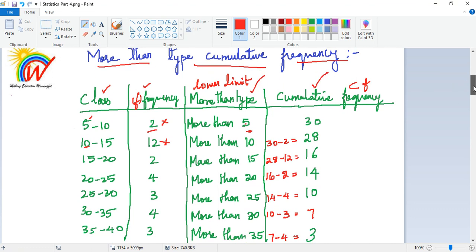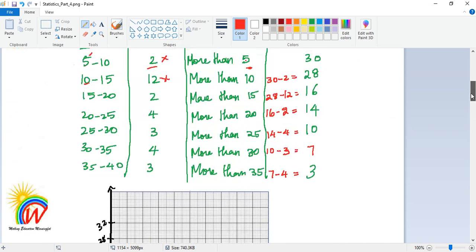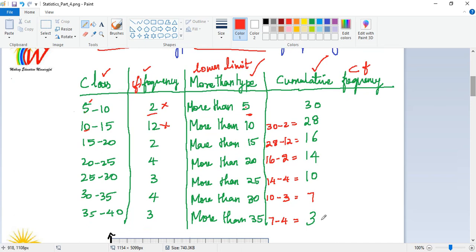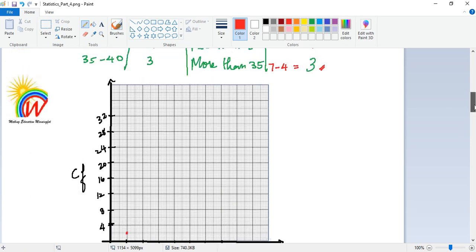So the 5, 10, 15, 28 up to 40 I have plotted. And for CF, the smallest is 3 and the largest is 30, so I have plotted it from 4. You see, each unit I have taken as 4, because if I take it as 2, there won't be enough space, right? So I have taken it as 4, 4.